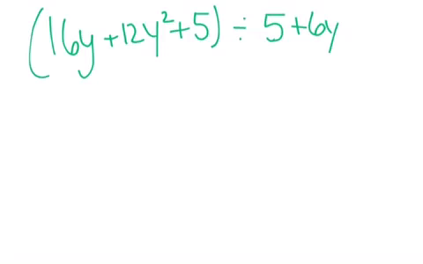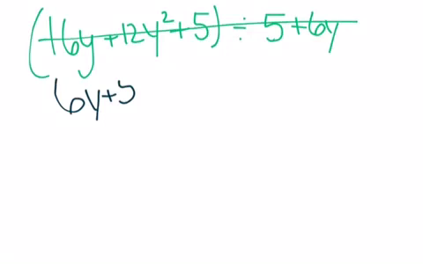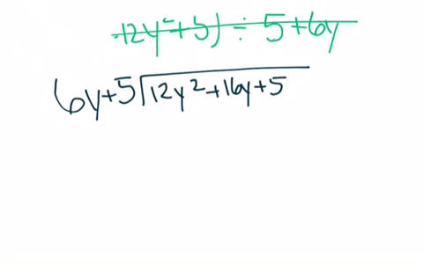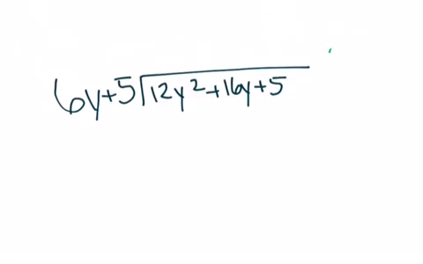So if you look here, neither the dividend nor the divisor are in descending order. So we're going to rewrite that. We're going to cross this bad boy out and rewrite it. So let's do 6y plus 5 going into 12y squared plus 16y plus 5. It has to be in standard form for this to work. If it's not, that's where you're going to make some errors. So divisor and dividend have to be in standard form.